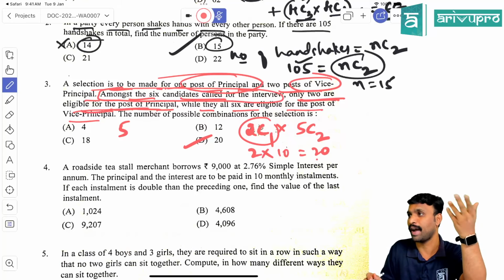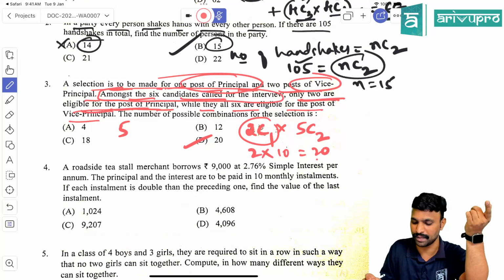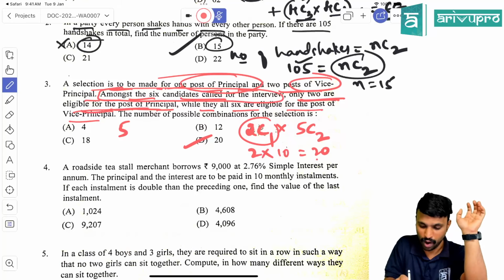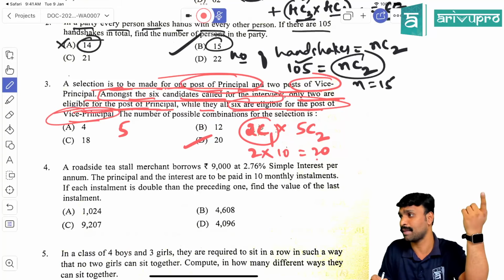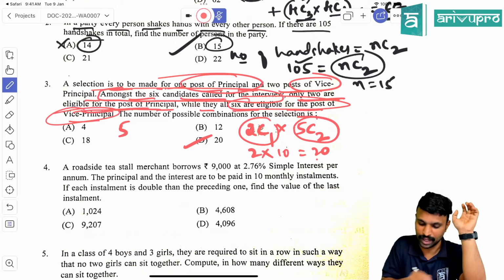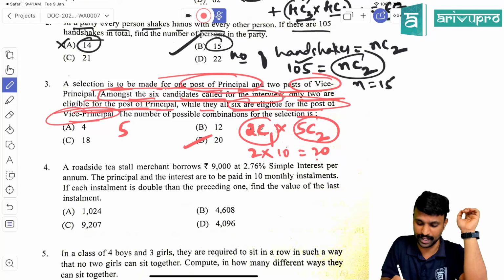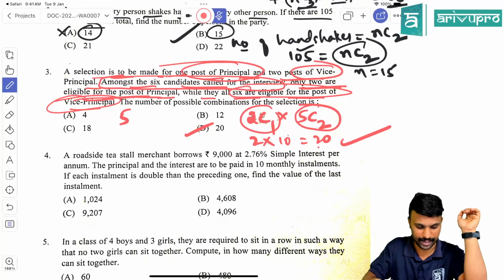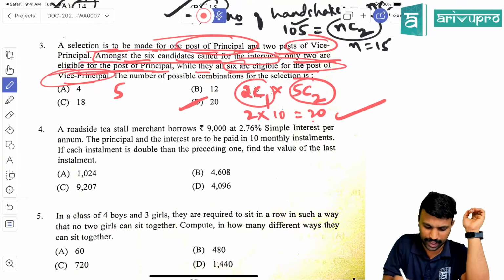So remaining 5, because out of 6, if 1 is selected as principal, the remaining 5 people, because all 6 are eligible for the post of vice principal, they have said. That means 1 has become a principal, so obviously 5 are remaining. Out of 5, remaining 2. That means I have to select 2 people for the vice principal, right? 5C2 is 10, 10 into 2 is 20. And the answer is option D.